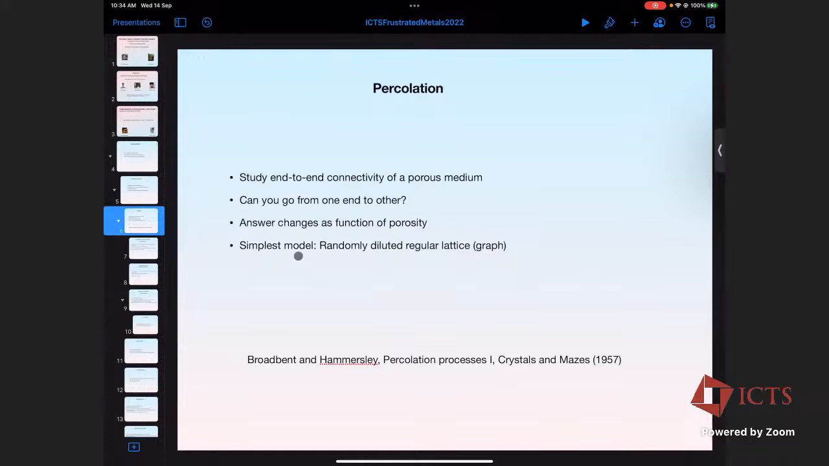And what they observed was that if you look at this in very simple model systems, you just take a regular lattice, like a square lattice maybe, or a cubic lattice, and you randomly dilute it. And then you ask, going along the existing sites or the surviving sites and links of that lattice, can you go from one end to the other? They found that the answer changes abruptly as a function of dilution, which is their surrogate for porosity. And there seems to be something like a sharp phase transition. So this was the observation.